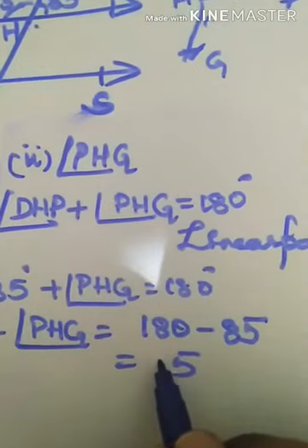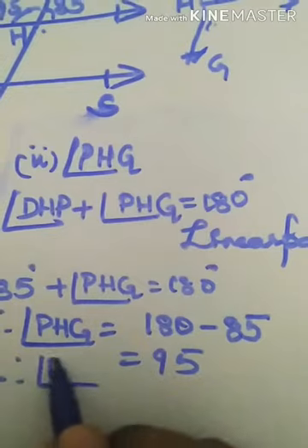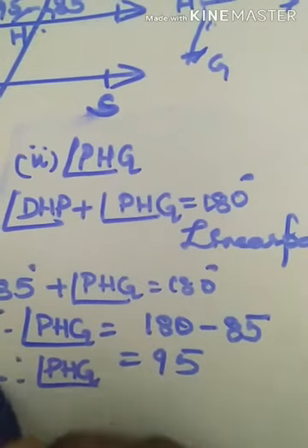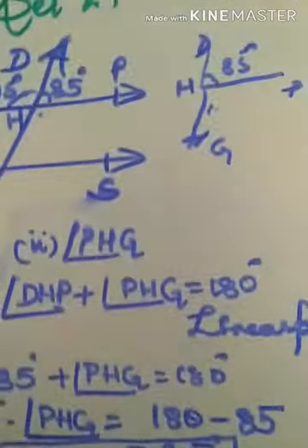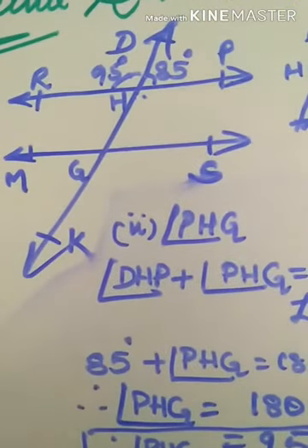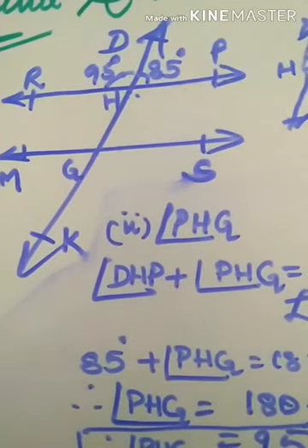17 minus 8 will be 9, and 0, no? So angle PHG is also 95 degrees. So both the questions we solved by using the linear pair property.